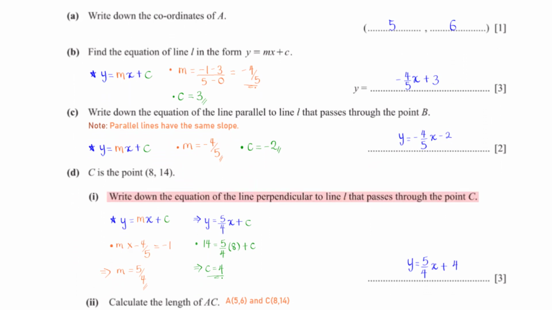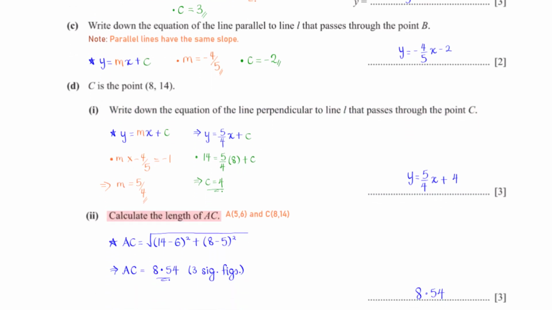Write down the equation of the line perpendicular to line L that passes through the point C. Since the line is perpendicular to line L, then the product of their gradients must be equal to -1. This gives us the gradient of the line as 5/4. To get the value of c, we plug in the value of m and the coordinates of point C into the equation. This gives us c equals 4. So we have y equals 5 over 4x plus 4.